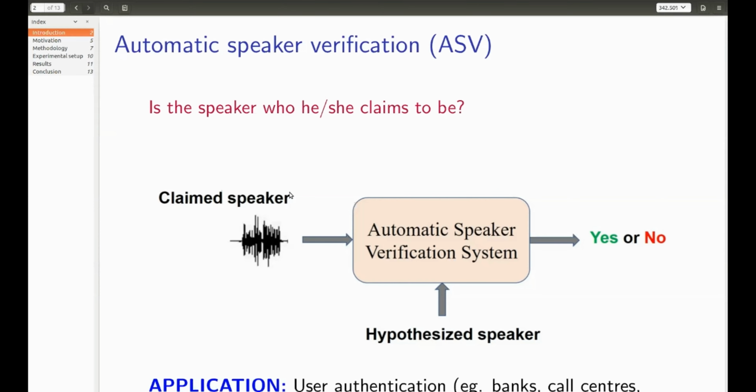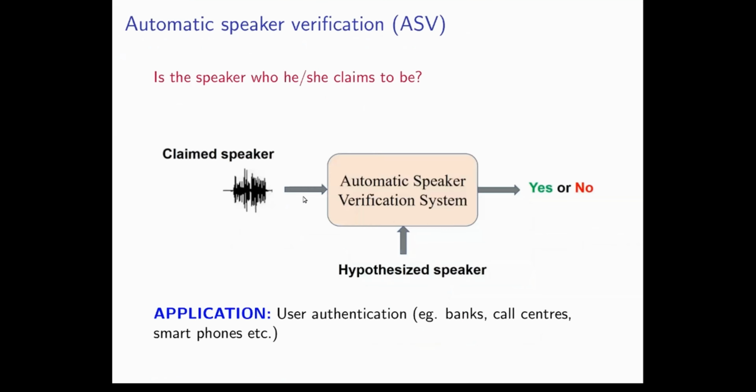Okay. So as I said, the speaker verification system aims at verifying the identity of a speaker. Given a speech utterance, the system compares whether the utterance belongs to the claimed speaker or not. If that's the case, the system grants access. Otherwise, it simply rejects. Common applications include user authentication, for example, in banking, call centers, smartphones, etc.